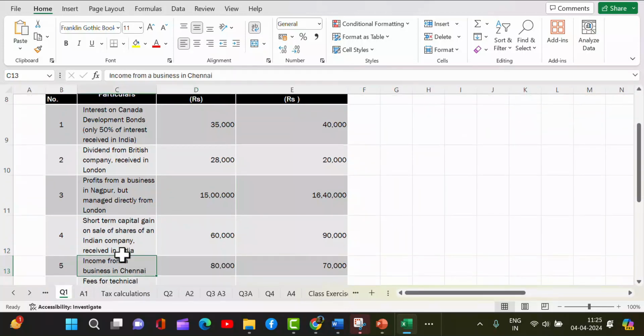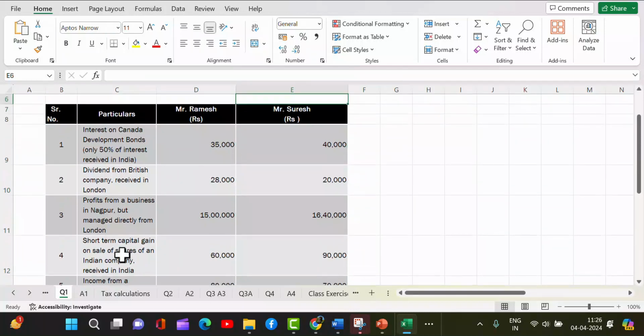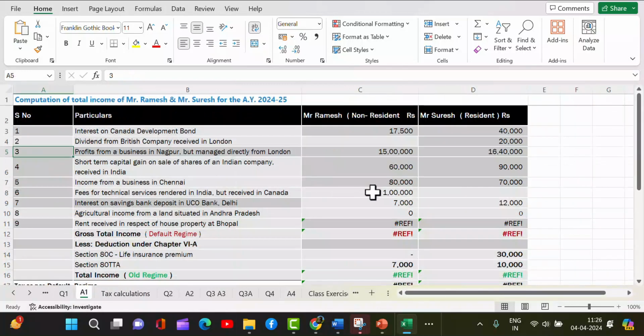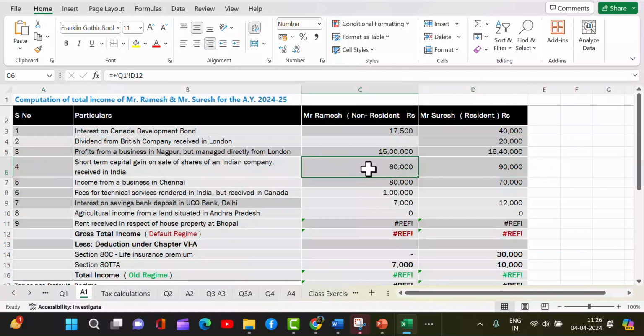Manu, now read this fourth one. Short-term capital gain on sale of shares of an Indian company received in India. So what will happen? It will be taxed for both. Absolutely. Yes, sir. So let's go back and say 60,000 and 90,000. Okay, fine.